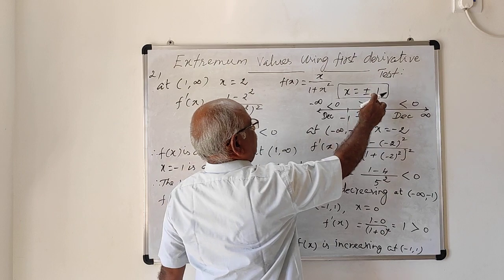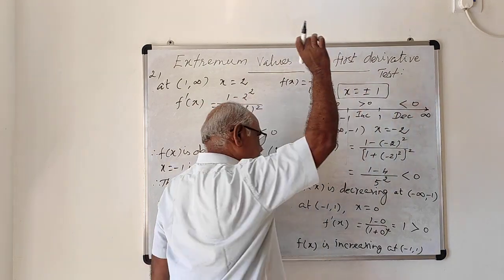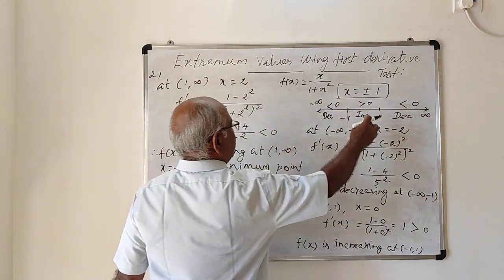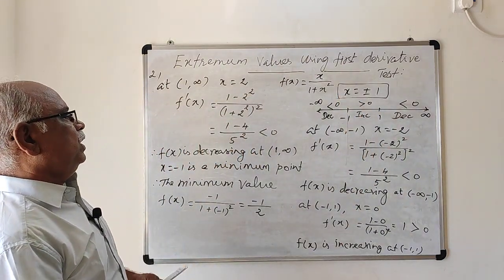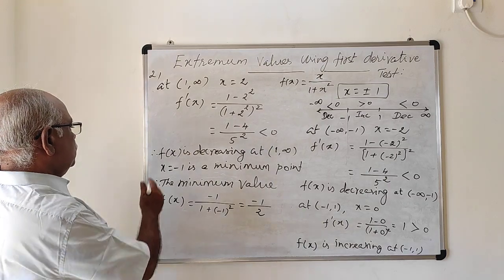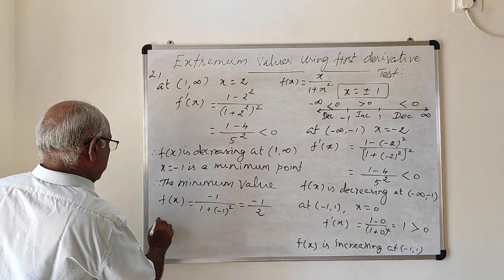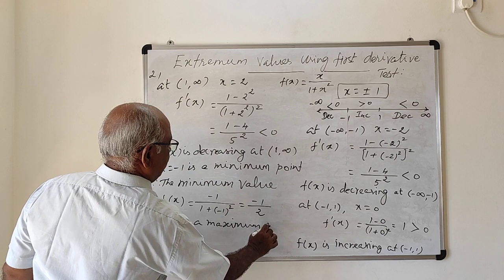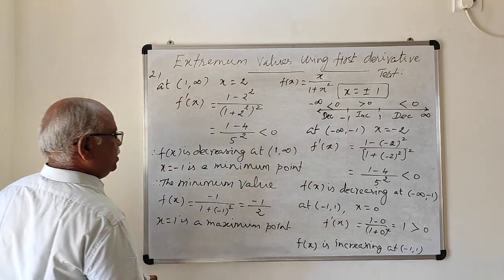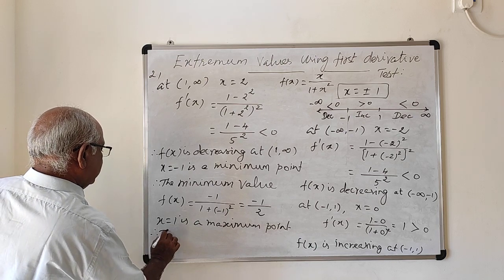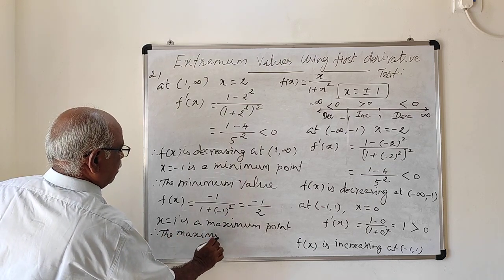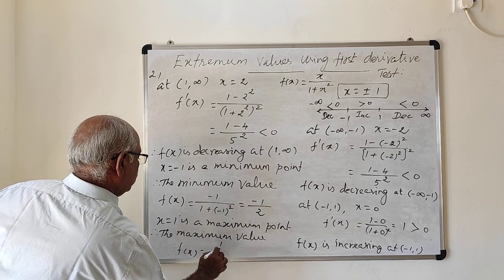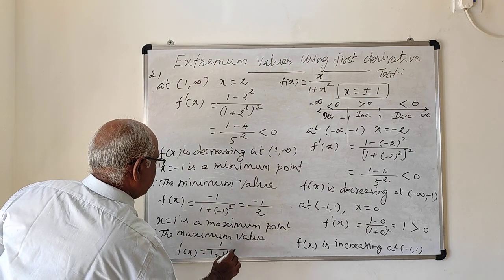Similarly, f dash of x changes its sign from positive to negative across x equal to 1. Therefore, x equal to 1 is a maximum point. To get the maximum value, we substitute 1 for x in f of x. Therefore the maximum value is f of 1, which is 1 by 1 plus 1 square, that is 1 by 2.